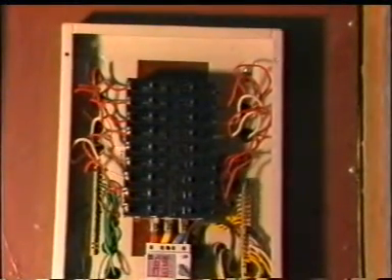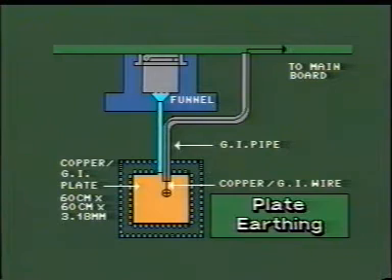Let us understand how the earthing is done with the help of this diagram. Copper or GI plate is used as earth electrode, which is buried at a minimum depth of 2.15 meters with a required quantity of salt and charcoal around it. It should have watering arrangement.